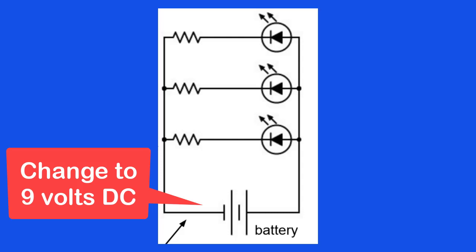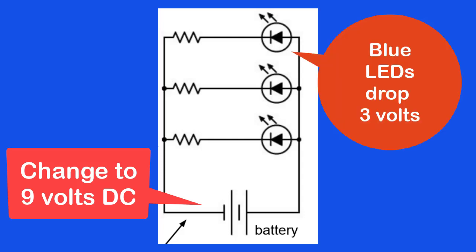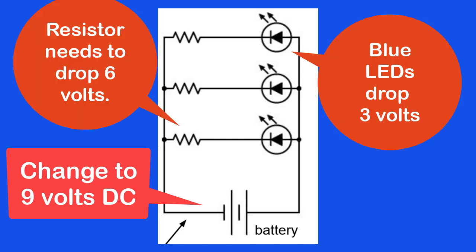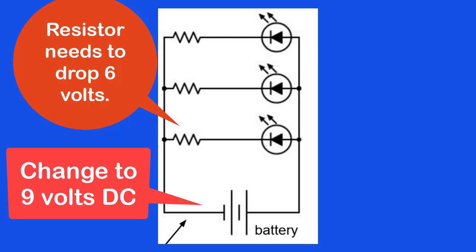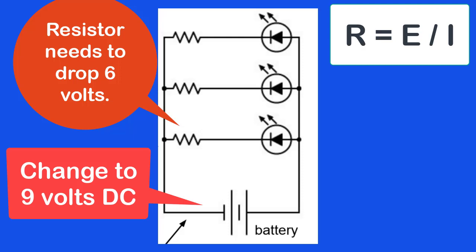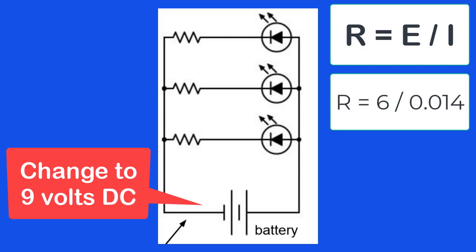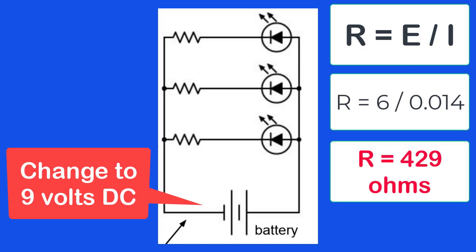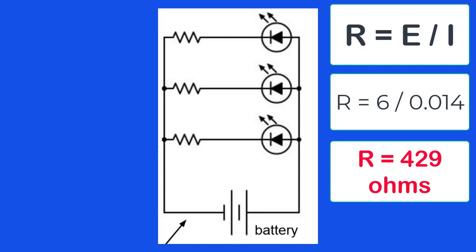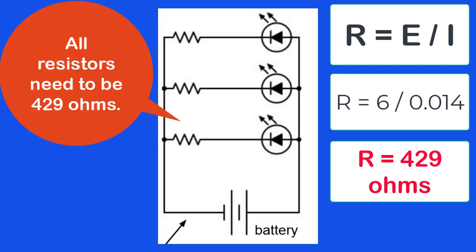Since the blue LED drops 3 volts, then the resistor would need to drop the remaining 6 volts instead of 9 volts. Substituting these values into the formula, we would get the following. R equals E divided by I. R equals 6 divided by 14 thousandths. Therefore, R equals 429 ohms. Therefore, our resistors in this circuit would all need to be 429 ohms.